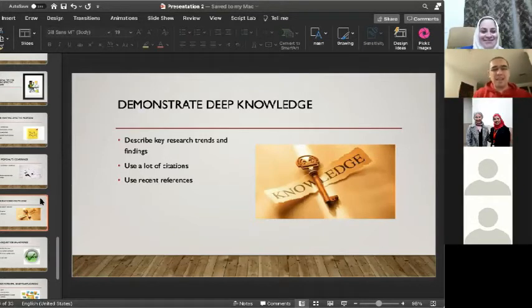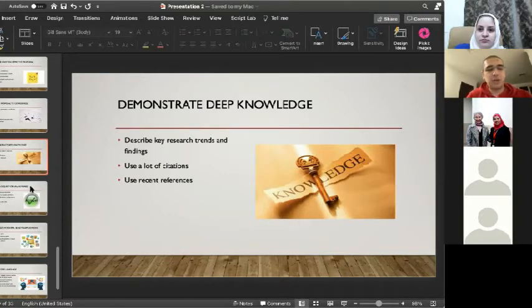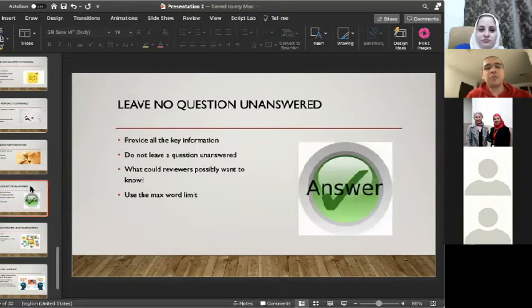So describing recent research trends and findings in the overview or context shows that you're not just interested in the topic, but you also have a deep knowledge or a deep understanding of the topic. And again, this gives you credibility, because if you know the topic so well, you're qualified to share something useful and interesting with your audience.